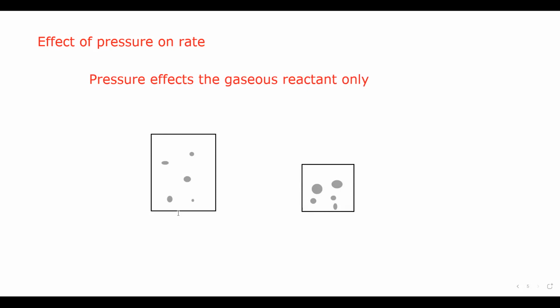Which container has a high pressure, A or B? The first one is A, the second one is B. In which container is the pressure high? So B, the pressure is high, and A, the pressure is low.